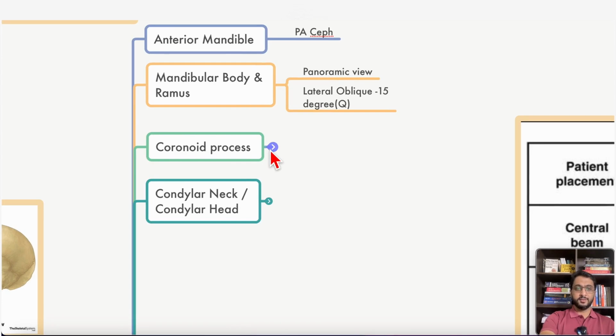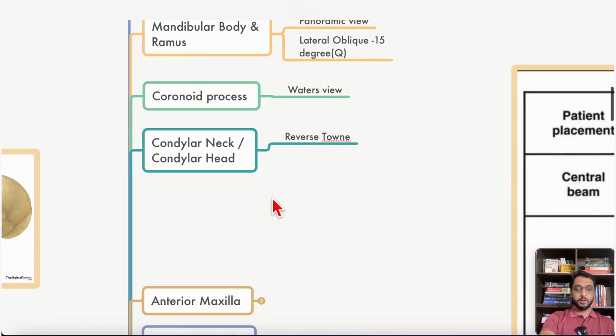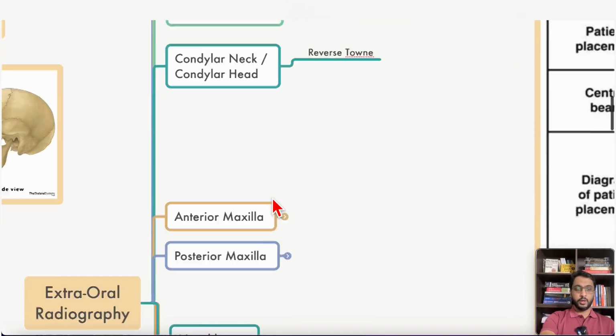Now coronoid process, you look up, Waters view. Condyle, you look down, reverse Towne's. Okay, so that is about your mandible.